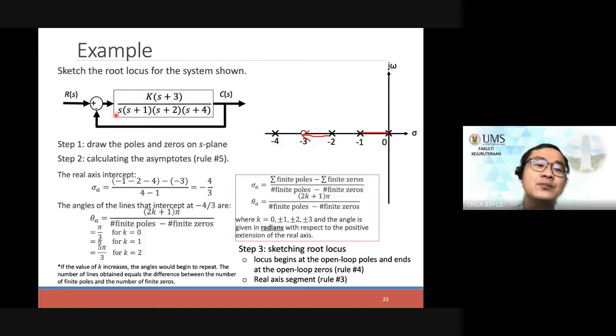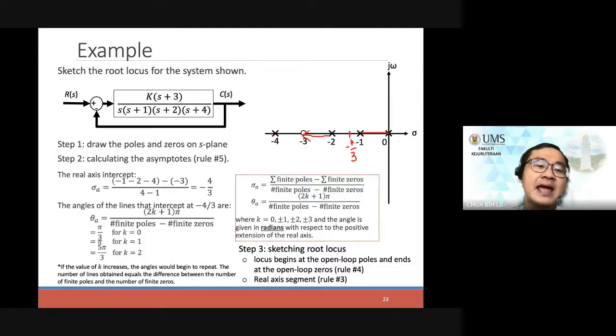So how many poles do we have? 1, 2, 3, and 4. So we have 4 poles minus 1 zero, which is 4 minus 1, so we get 3. From this, we have estimated that the intercept for our asymptote will lie at -4/3, which is roughly over here. So this is -4/3, and we know that there is an asymptote passing through this point.